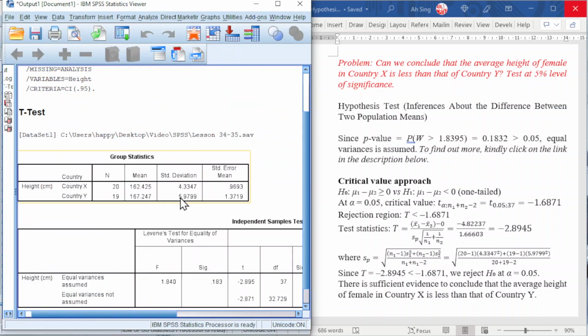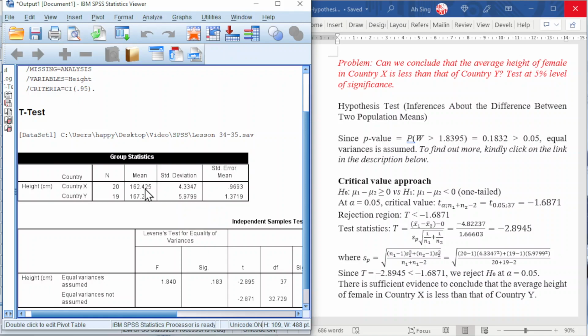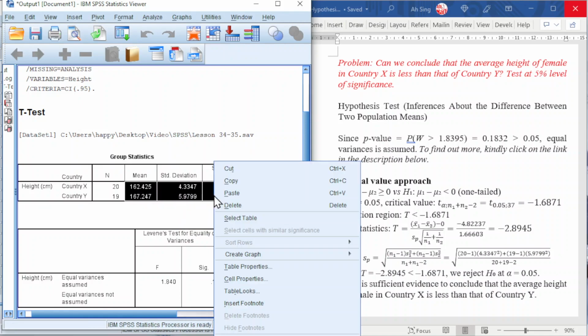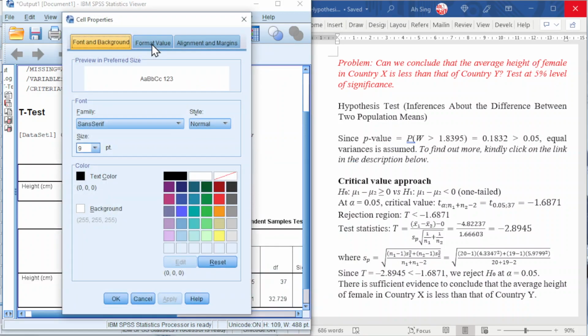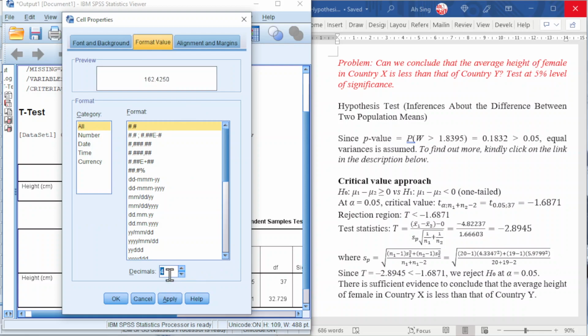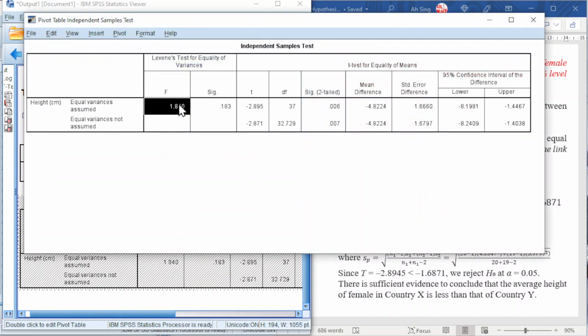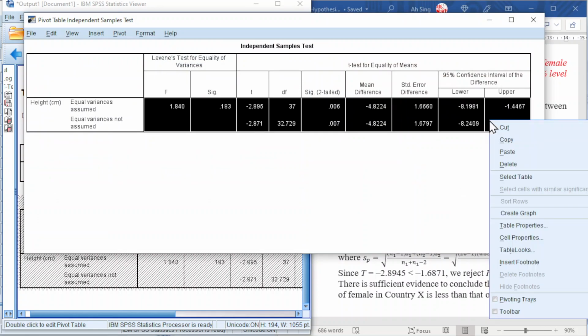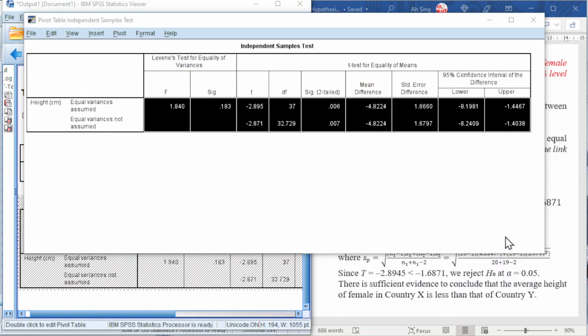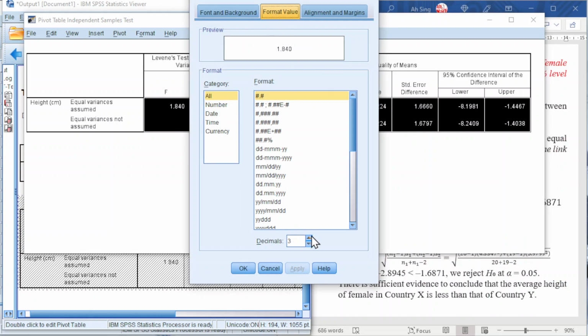To change the number format, for example the decimal places, double-click the table, select the numbers, right-click, look for Cell Properties, and go to Format Value and increase the number of decimal places. For the second table, double-click, select the numbers, right-click, Cell Properties, and increase the decimal places, as we can see here.